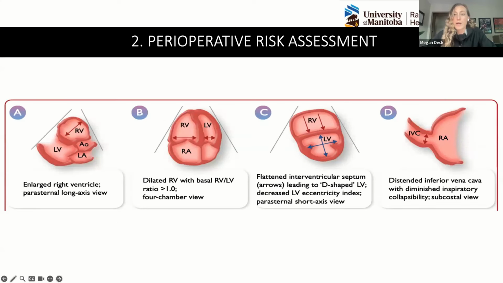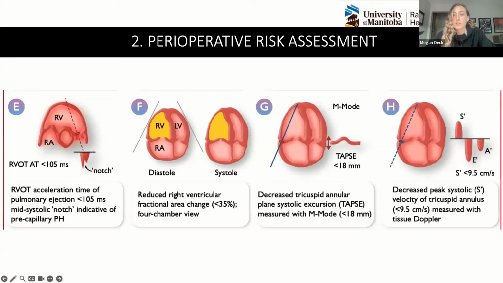So when we receive the echo report in PAC, what specific things should we pay attention to? These include signs of RV pressure volume overload, as well as the RV systolic function. Signs of RV pressure volume overload can include enlarged right atrial or right ventricular chambers, an RV to LV ratio of greater than 1, or a dilated IVC. Signs of decreased RV systolic function could include an RV fractional area change of less than 35%, a TAPSE, or tricuspid annular plane systolic excursion, of less than 1.8, and an S prime, which is measured at the tricuspid annulus, of less than 9.5 centimeters.